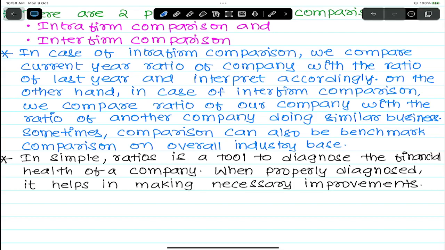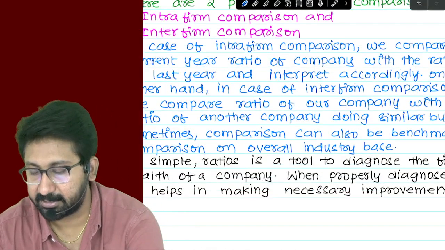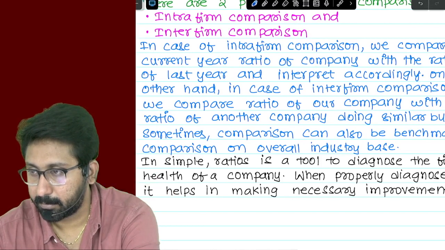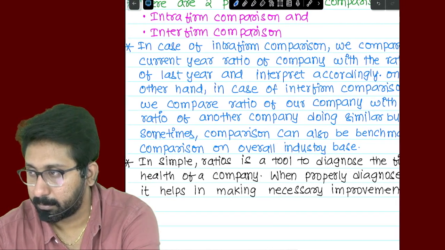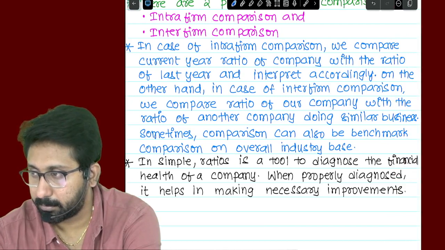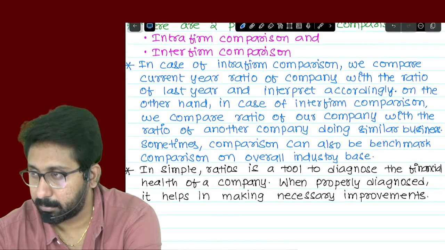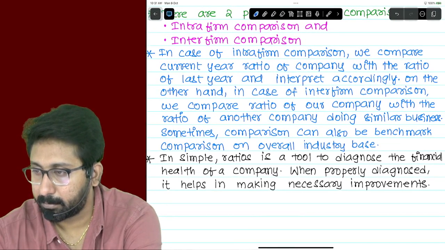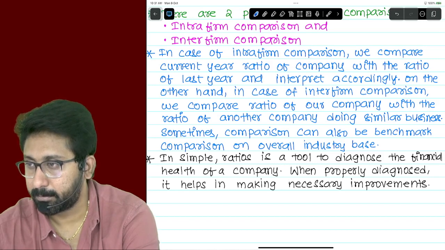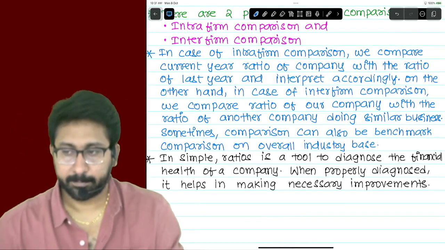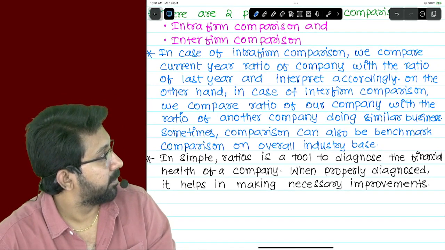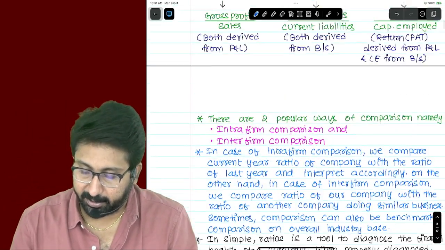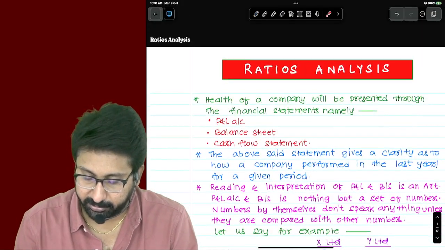Now we completed understanding what is the need for the ratios analysis. Shall we continue? Now see here. So now we have completed writing the basic notes with regard to the ratios analysis as a chapter.